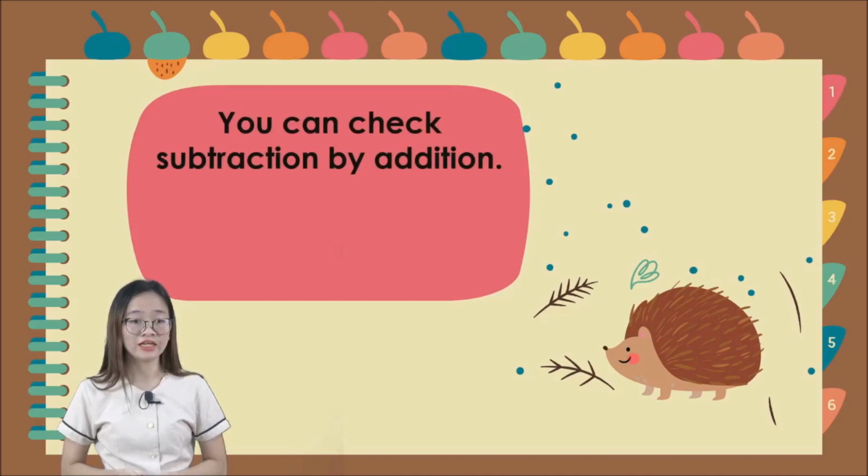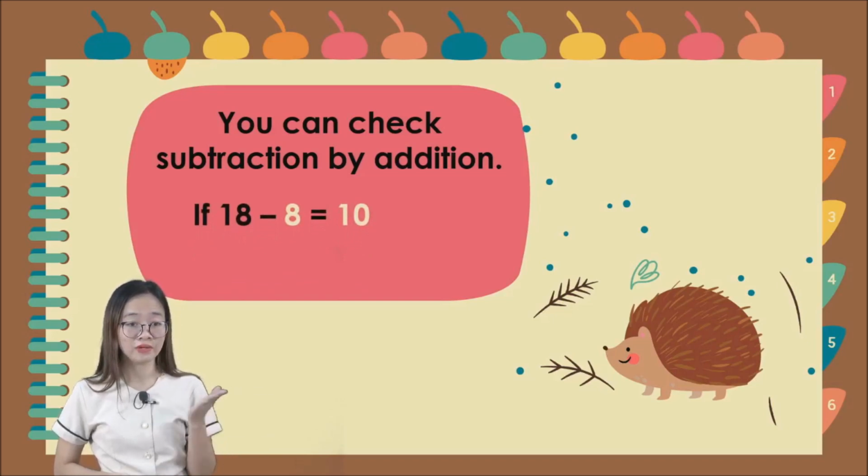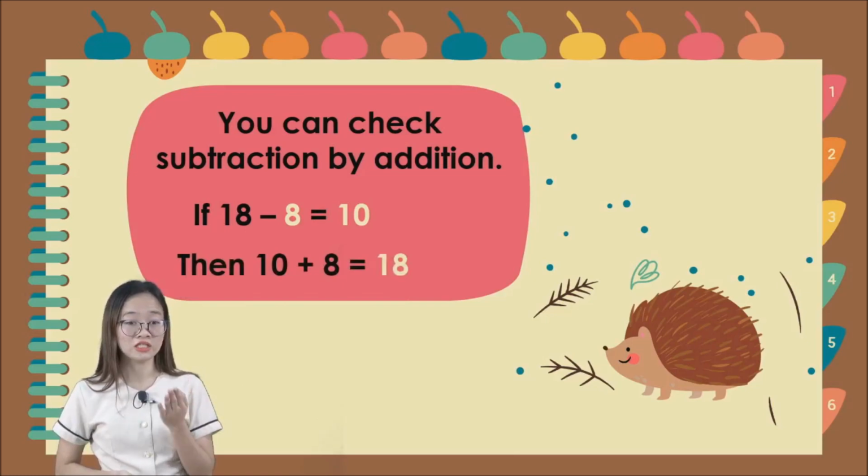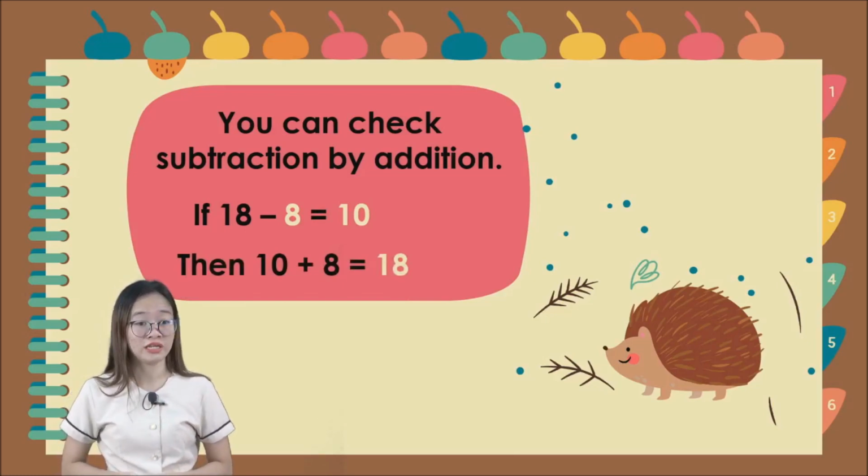Okay, you can check the subtraction by addition, or by adding the numbers. Like this one, 18 minus 8 is equal to 10. So 10 plus 8 is equal to 18. So we get the sum, which is 18.